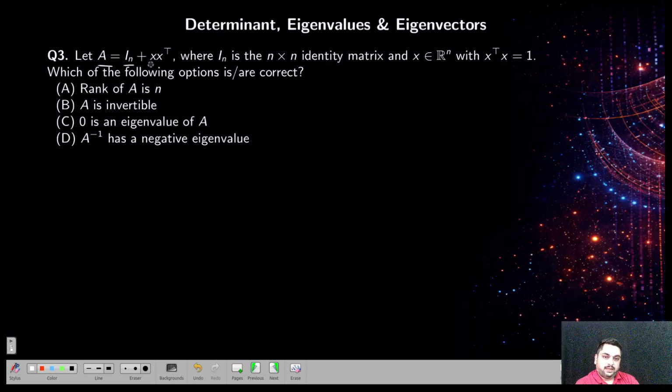Let A equal to In plus x into x transpose, where In is the identity matrix and x belongs to Rn with x transpose into x equal to 1. Which of the following options is correct? The In is the identity matrix. What is it that they are saying here? If I take any vector x and then multiply x transpose into x, I should get 1.